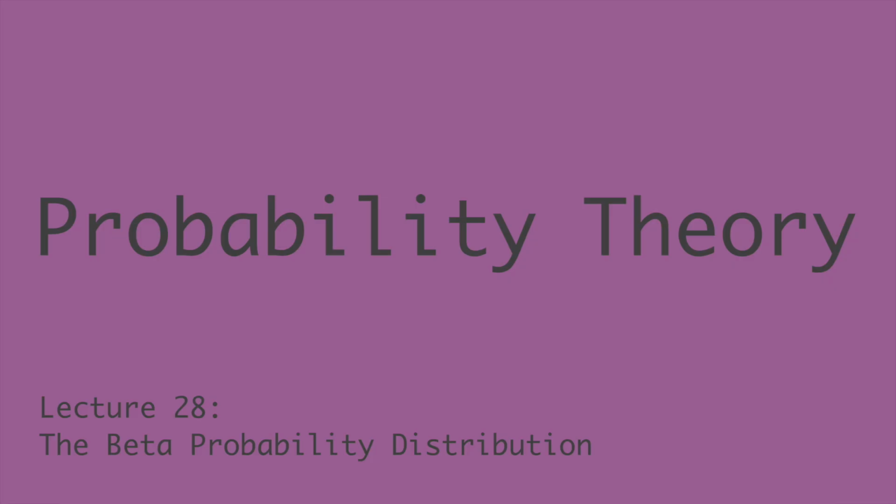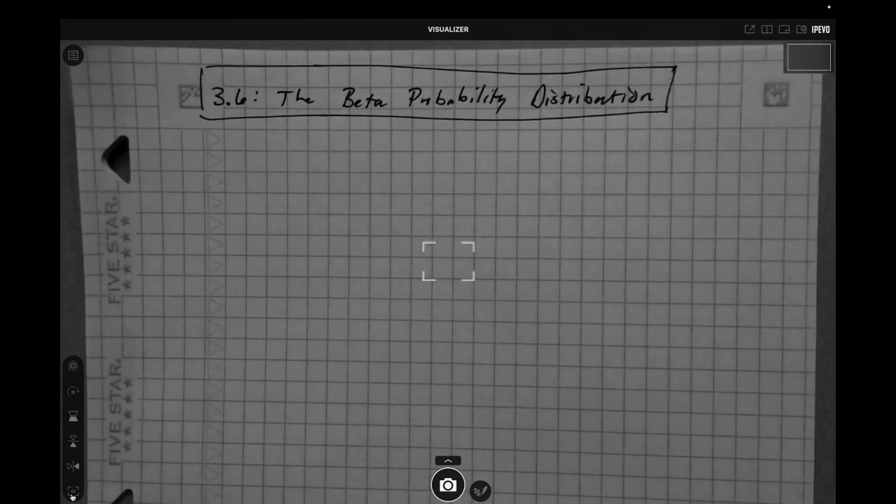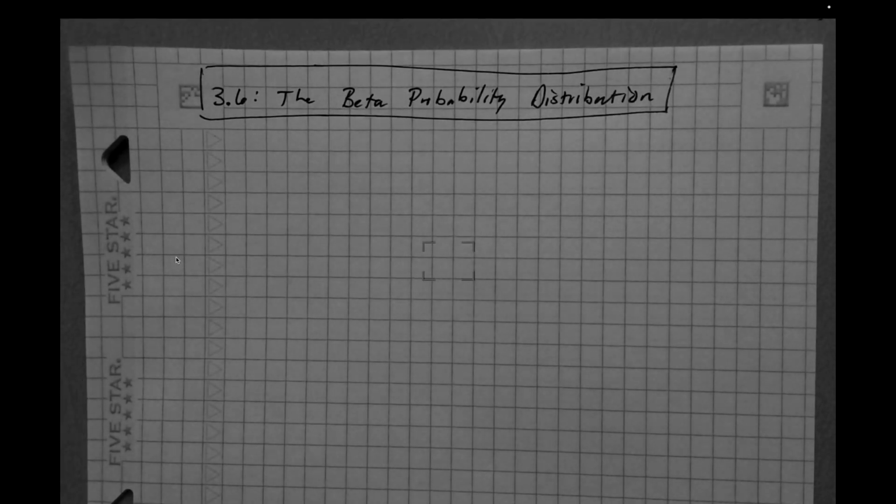And in this section, we just want to take a minute to briefly introduce another probability distribution that is useful, and that is the beta probability distribution. So let's go ahead and jump into it. And we'll call this section 3.6, the beta probability distribution.